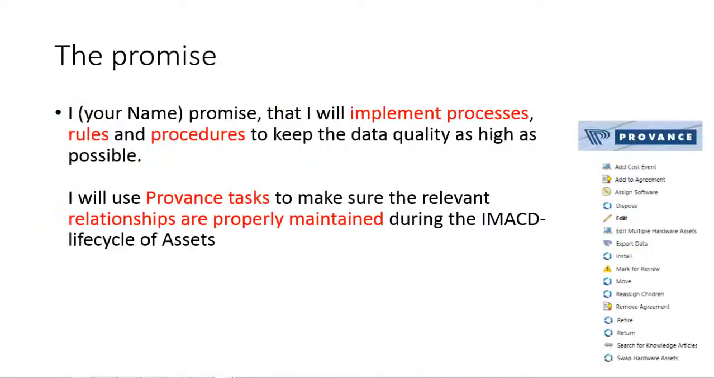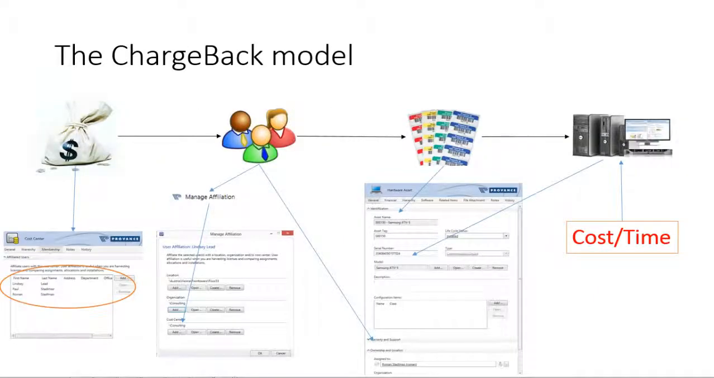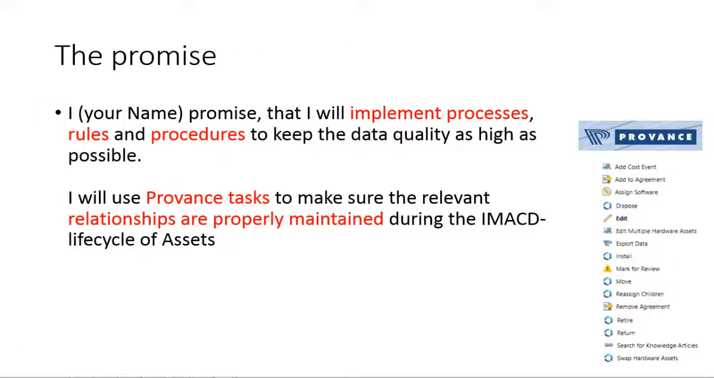Okay, the promise you have to make to yourself. So the promise you have to keep is that you will implement processes, rules and procedures to keep the data quality as high as possible. Because let's look back at the slide before. If that relationship chain, those properties are not added correctly, and if changes are not tracked correctly, you will end up charging people for assets they don't have, and they will get angry.